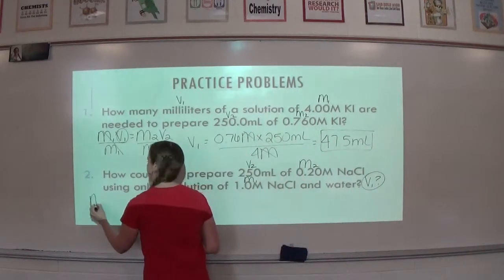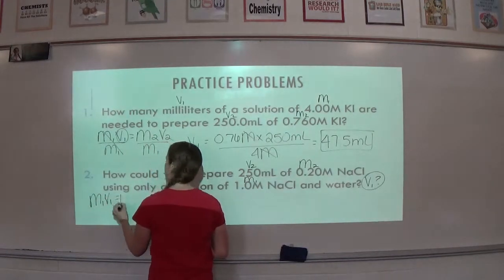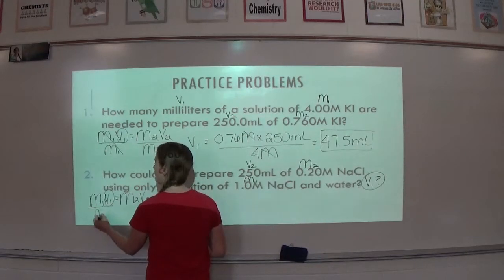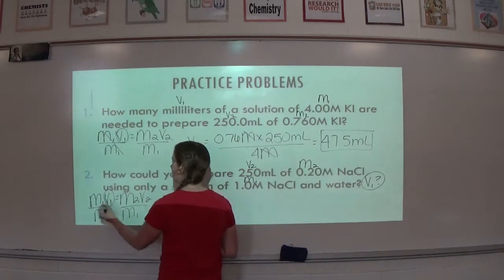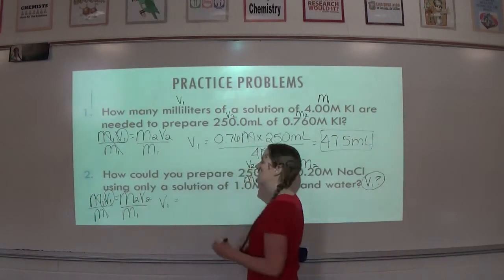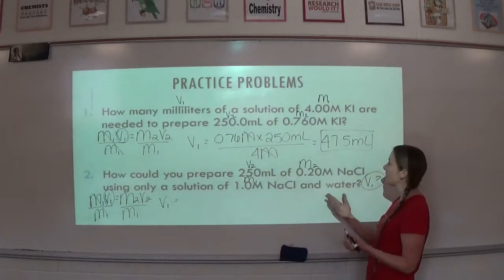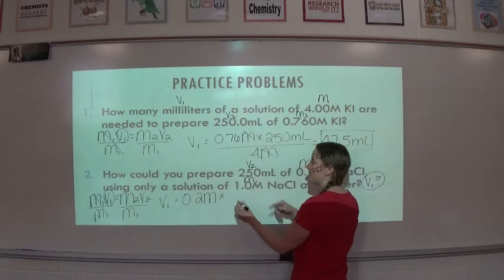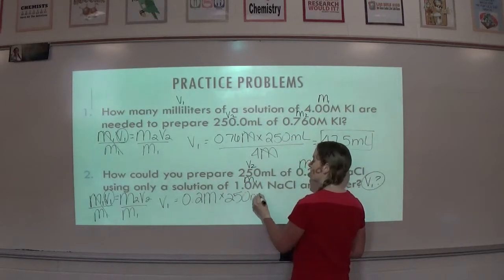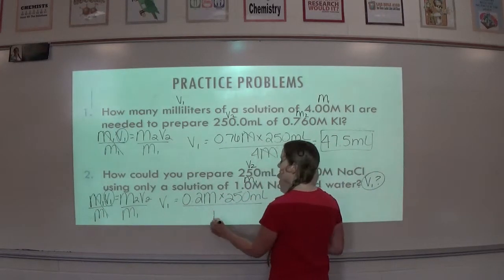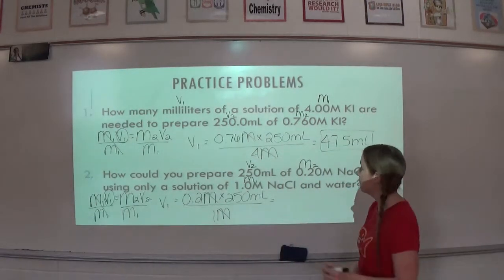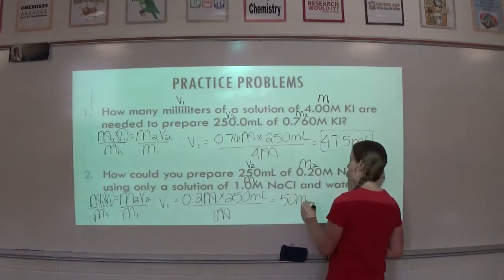Alright, so I plug in my formula. M1V1 equals M2V2. I'm solving for V1 again. And you don't always have to solve for V1. That's just the most common thing to solve for. And so then I just plug in. So my M2 is 0.2 molar. My V2 is 250 milliliters. And my M1 is 1 molar. So once I solved for that, I got 50 milliliters.